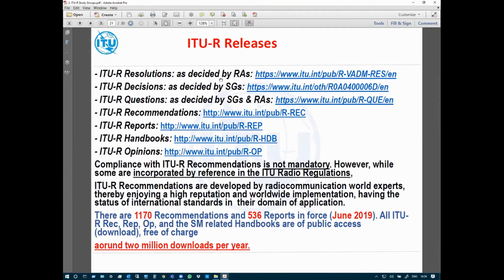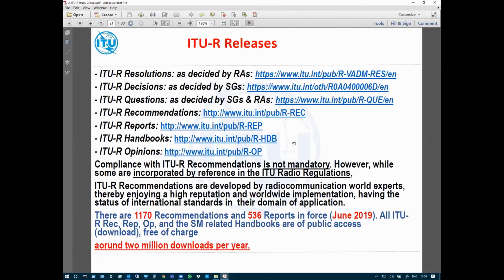Resolutions are decided by the Radio Assembly. In the regulatory document we have provided, you find the document naming: Book of ITU-R Resolutions. The ITU-R resolutions are decided by the Radio Assembly. ITU-R decisions are decided by the study group. ITU-R questions are decided by the study group and the Radio Assembly. And then the common products: recommendations, reports, handbooks, and opinions. You could click on any of these links and go directly to the pertinent site where you could see and download the document.